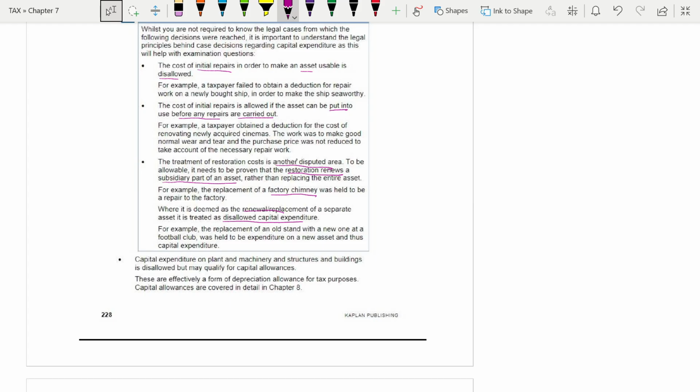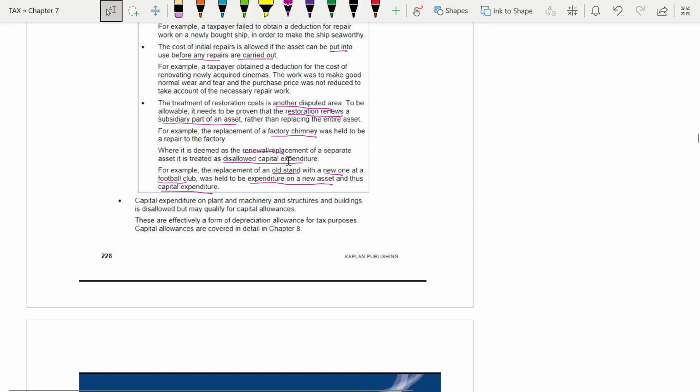Sometimes you change some spares every 2 years, or at the end of each year. You have to make the differentiation. The replacement of the old stand with a new one at a football club was held to be expenditure on a new asset, and thus it is capital expenditure. The stadium seating where people sit, when replaced with a new one, is capital, because they are not going to change it every year. Once in a while they will change.